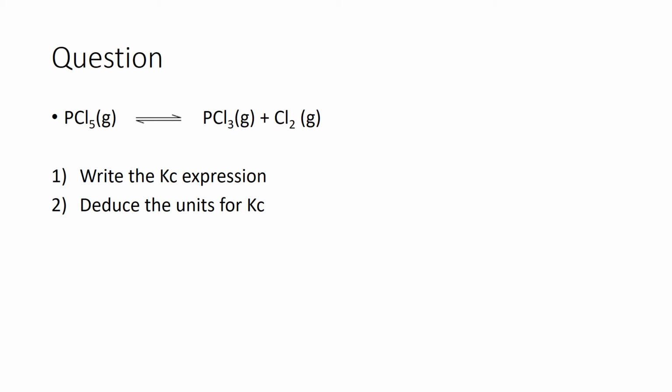Let's cover one more question on this, which is the decomposition of PCl5, phosphorus pentachloride, forming phosphorus trichloride and chlorine gas. This is a homogeneous reaction. All of the reagents are in the gas phase. See if you can work out the expression for Kc, and subsequent to that, see if you can deduce the units for Kc. Pause the video and give it a go.